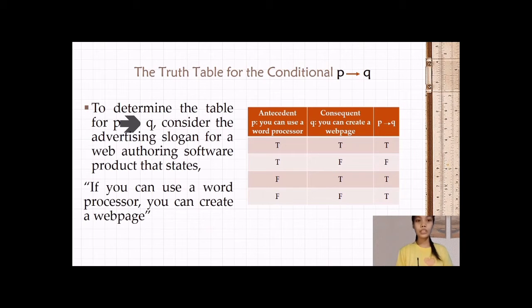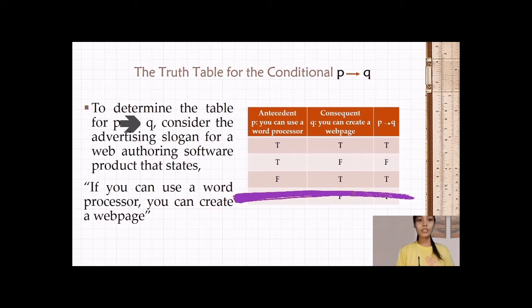Now, consider the truth value of P and Q for each of the following four possibilities. First is, you can use a word processor and you can create a web page. If both P and Q are true, then the truth value of the advertisement is true. Second, you can use a word processor, but you cannot create a web page. P is true and Q is false. So in this case, the advertisement is false.